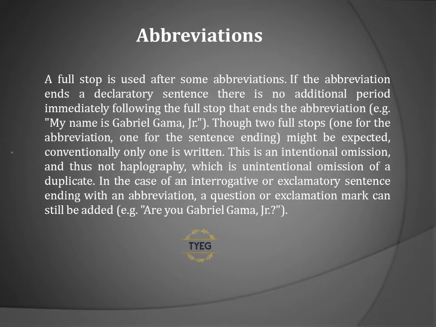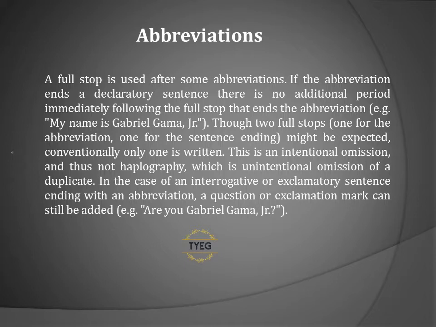Abbreviations. A full stop is used after some abbreviations. If the abbreviation ends a declaratory sentence, there is no additional period immediately following the full stop that ends the abbreviation. For example, my name is Gabriel Gama Jr. Though two full stops, one for the abbreviation, one for the sentence ending, might be expected, conventionally only one is written. This is an intentional omission, and thus not haplography, which is unintentional omission of a duplicate.